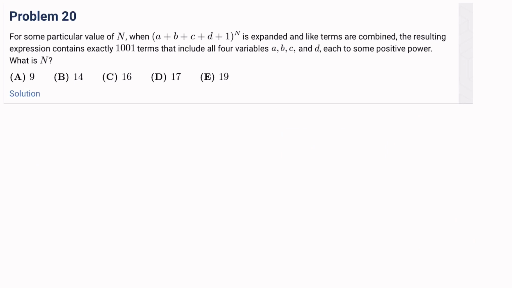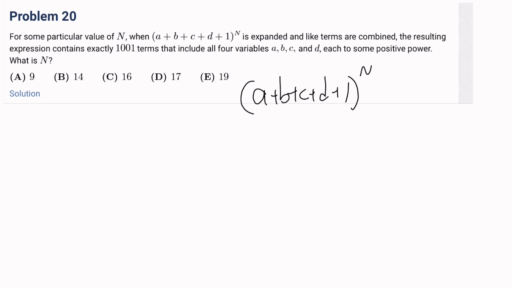Problem number 20. For some particular value of n, when a plus b plus c plus d plus 1 to the nth power is expanded and the like terms are combined, the resulting expression contains exactly 1001 terms that include all 4 variables a, b, c, and d, each to some positive power. What is n? Okay, so first we have a plus b plus c plus d plus 1 to the nth power, right? But it must include 4 variables a, b, c, d to some positive power, right?